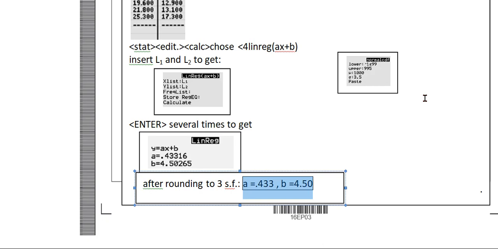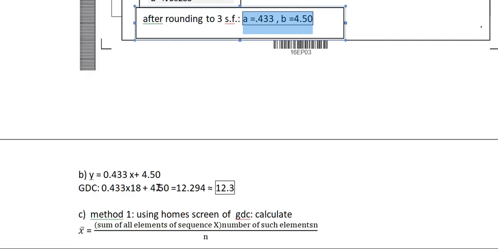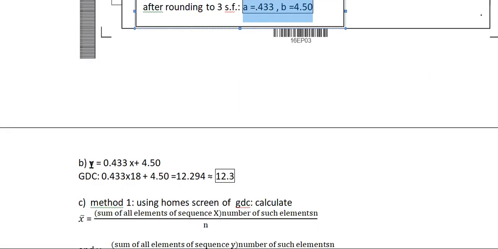Use the model to predict the value of y when x equals 18. So we have the formula. We know a, we know b, we substitute 18 instead of x, and we get the answer to 3 significant figures. It is 12.3.